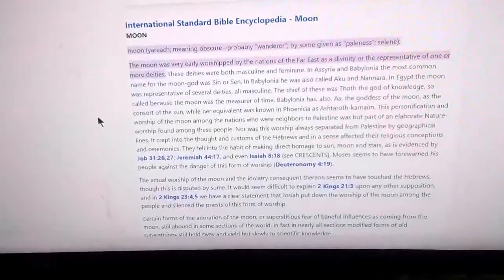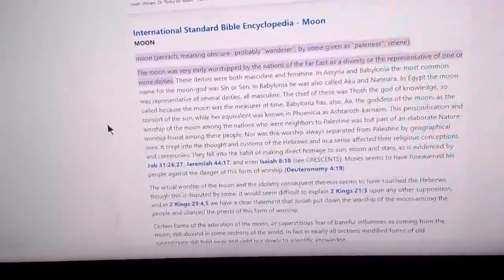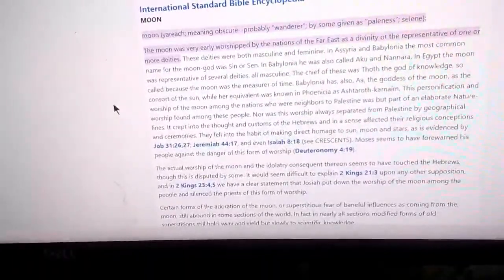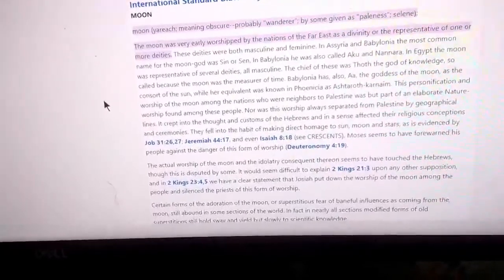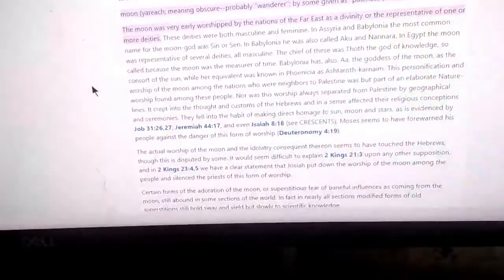Obscure, probable, wanderer, by a given name, paleness, Selene. The moon was very early worshipped by the nations of the Far East. Remember, far and close. These deities were both masculine and feminine in Assyria, Babylonia. The common name for the moon god was Sin or Sen. He was also called Aku and Nanera. In Egypt, the moon represented several deities, all masculine. The chief of these was Thoth, of course.